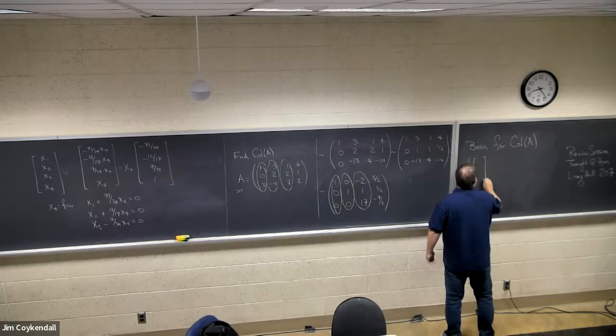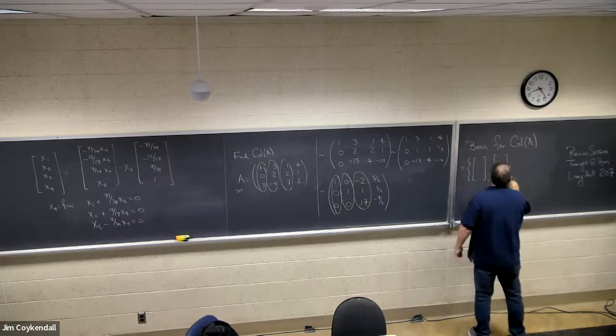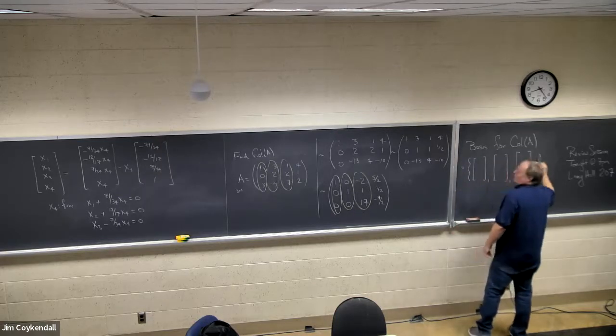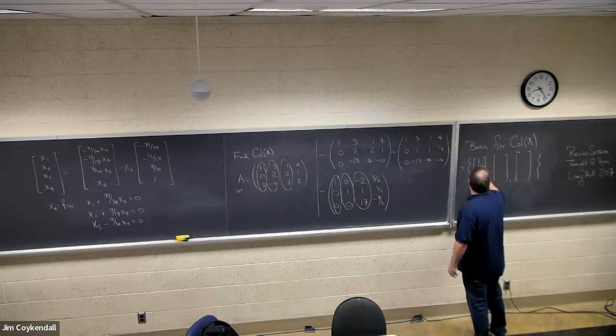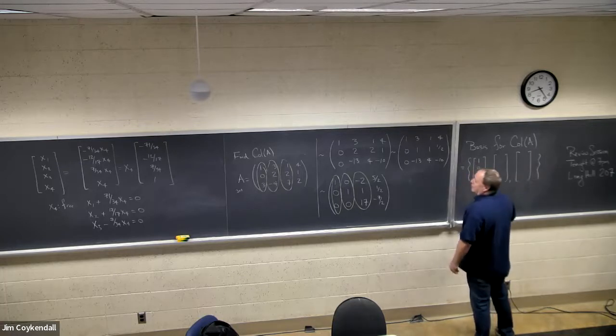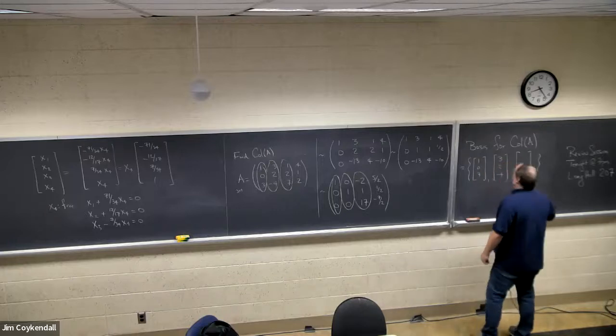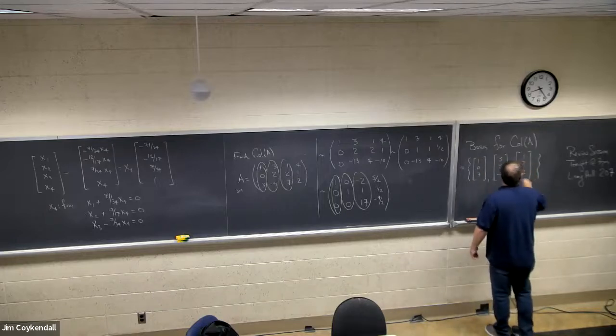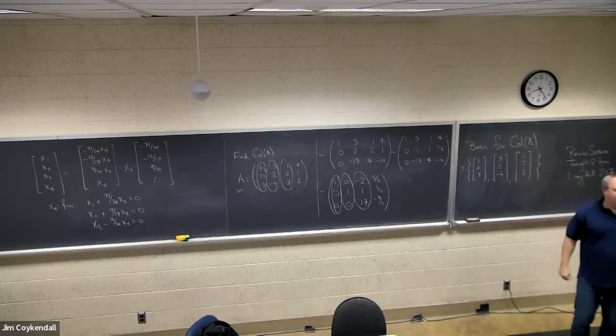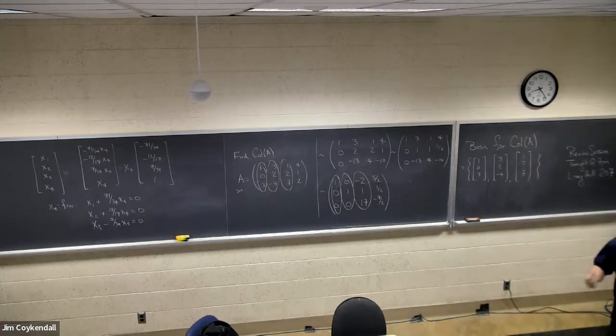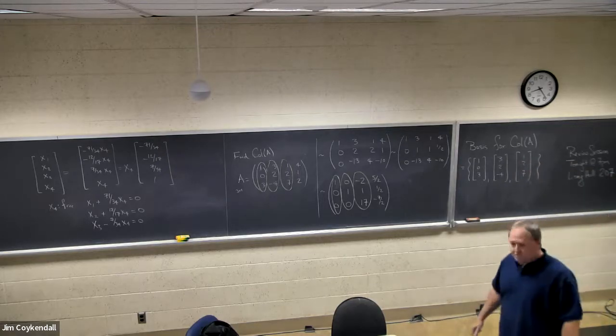So a basis for the column space of A would be just these: 1, 0, 3, then 3, 2, minus 4, and 1, 2, 7. These three vectors are linearly independent and they span the column space.